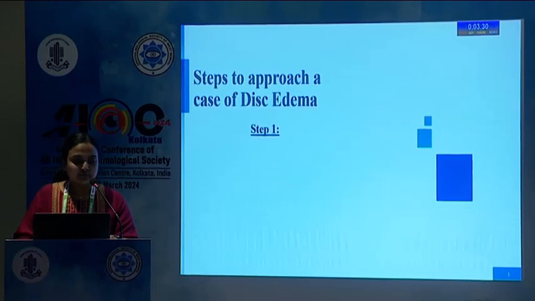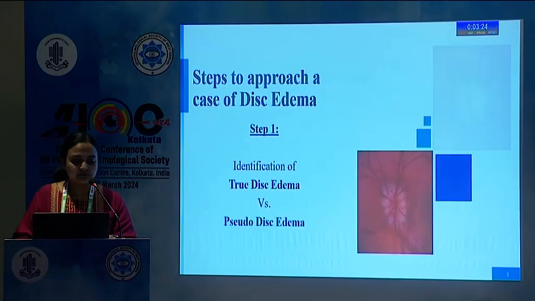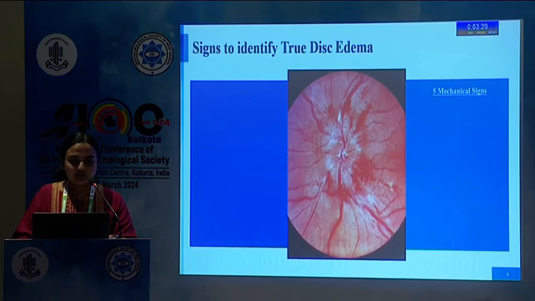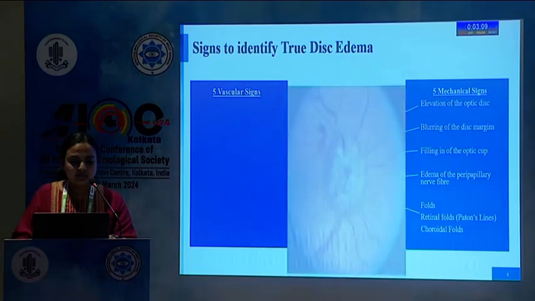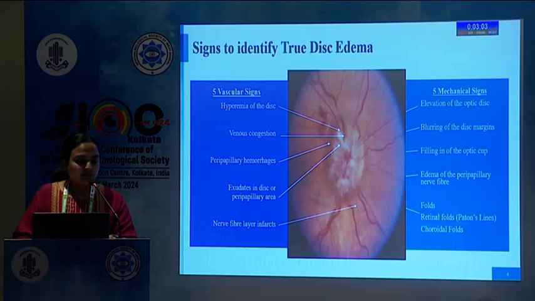So I'd like to put forward 4 steps to approach a case of disc edema. The first step is to identify whether it's a true disc edema or a pseudo disc edema. There are certain signs to help us identify a true disc edema. We have 5 mechanical and 5 vascular signs. The first is elevation of the optic disc, blurring of disc margins, filling in of the optic cup, edema of the RNFL layer, and folds, that is Paton's lines and choroidal folds. Vascular signs will include hyperemia of the disc, venous congestion, peripapillary hemorrhages, exudates, and nerve fiber layer infarcts.